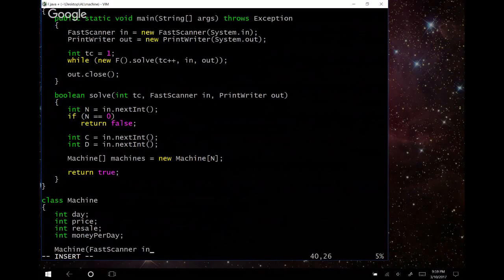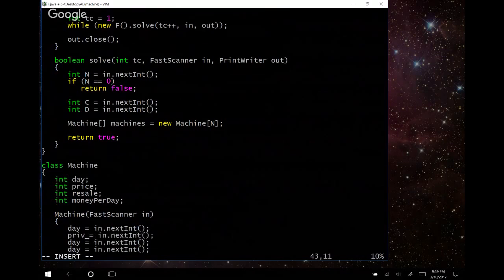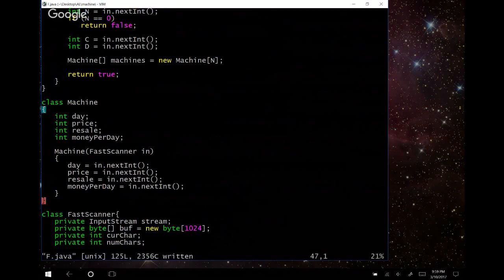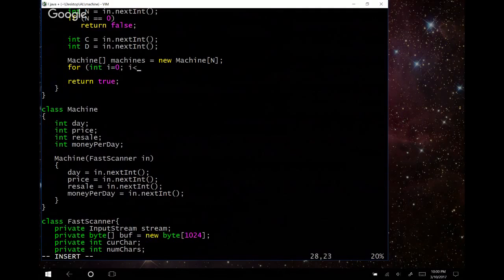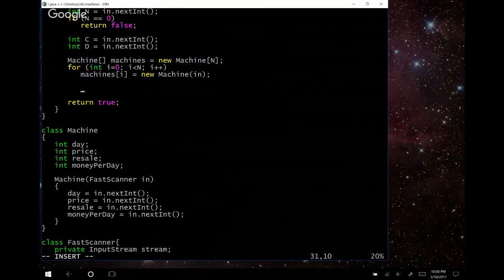What I'll do is, I don't want to read things in and then pass them around, so I'll just make an input generator. Okay, so that's the machines. I'd like to read them in. It's looking pretty good. And the problem is they're not sorted by day. I want to sort them by day.